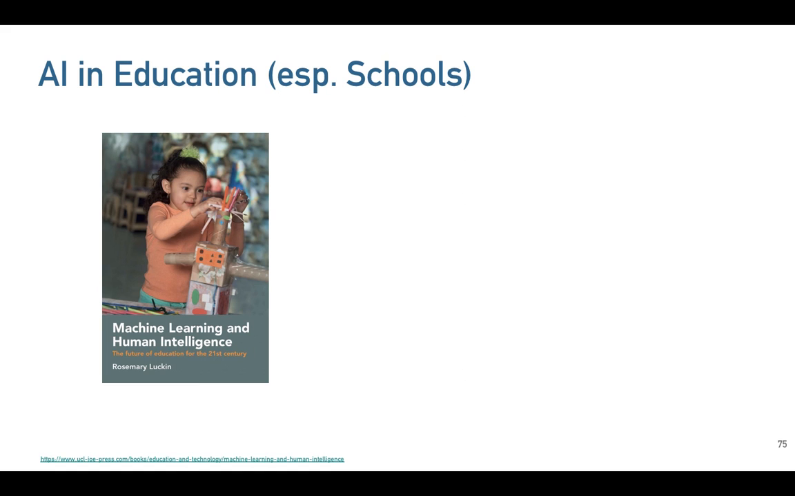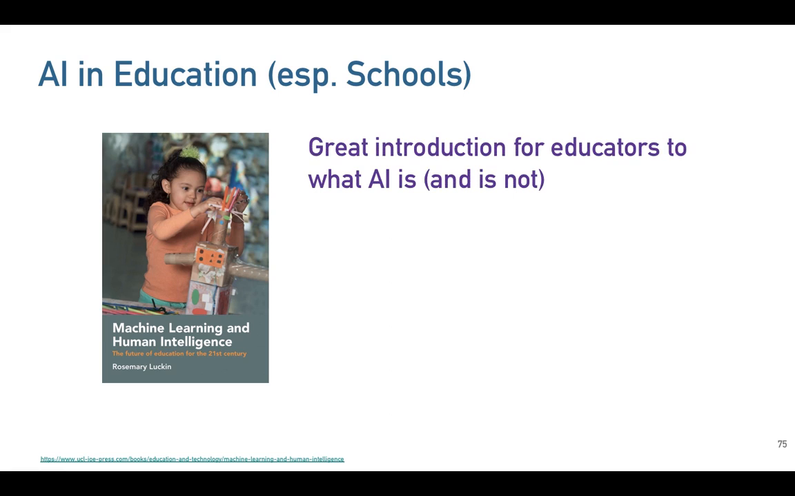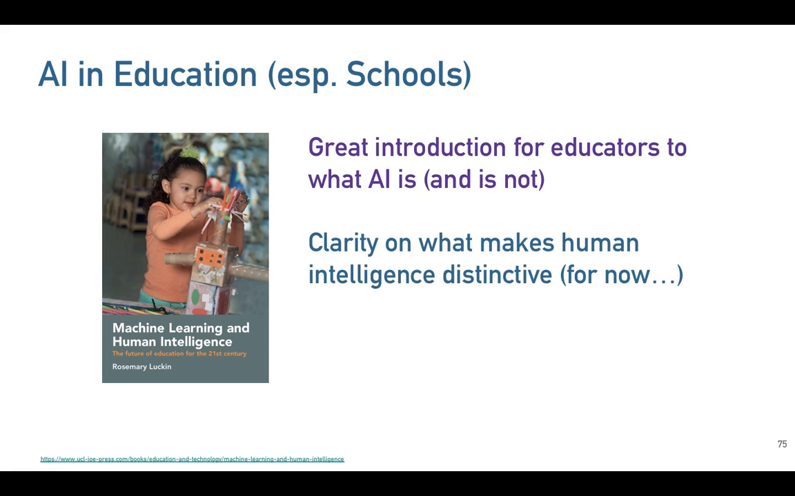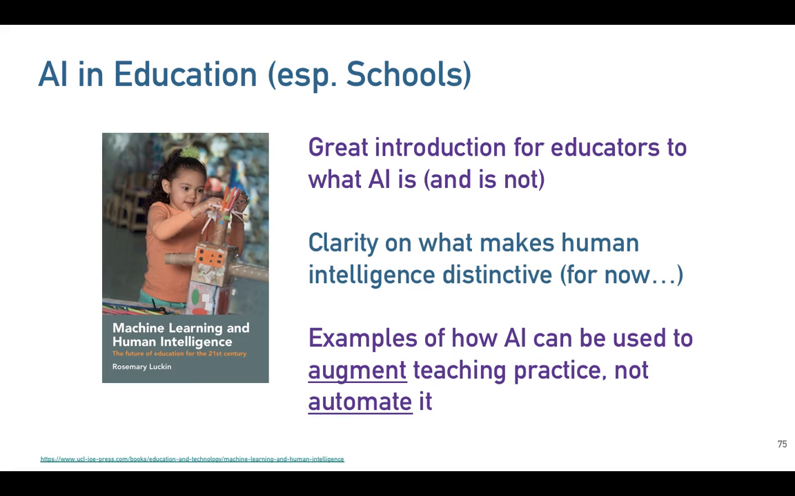I really want to recommend to you this book by Rose Luckin, Machine Learning and Human Intelligence, specifically written for educators to understand, firstly, what is AI in the world of education and what is it not. She makes very clear how we need to think about the role of human intelligence and why that's still very distinctive, and we should not be just thinking that AI is about to automate ourselves out of any important roles in society. And particularly important, how AI can be used to augment teaching practice, not just to automate it. Great book, I recommend that.